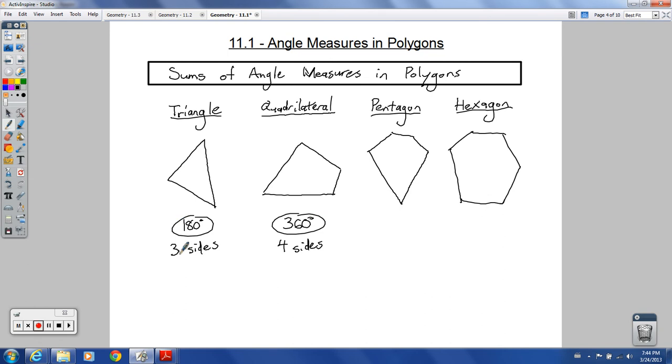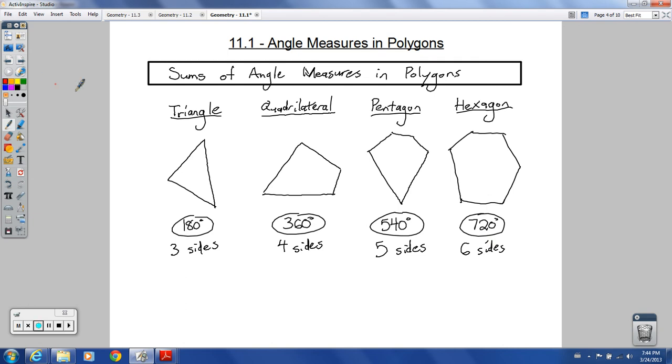Do you think that pattern is going to continue? If you go up by another side, do you think you're going to add another 180? The fact is, it does continue. So it's 540 degrees. And then here, go up by another 180, it's 720 degrees. So you go up by 180 every time you add a side, but why is that? Why does that actually work? Why does that always work?